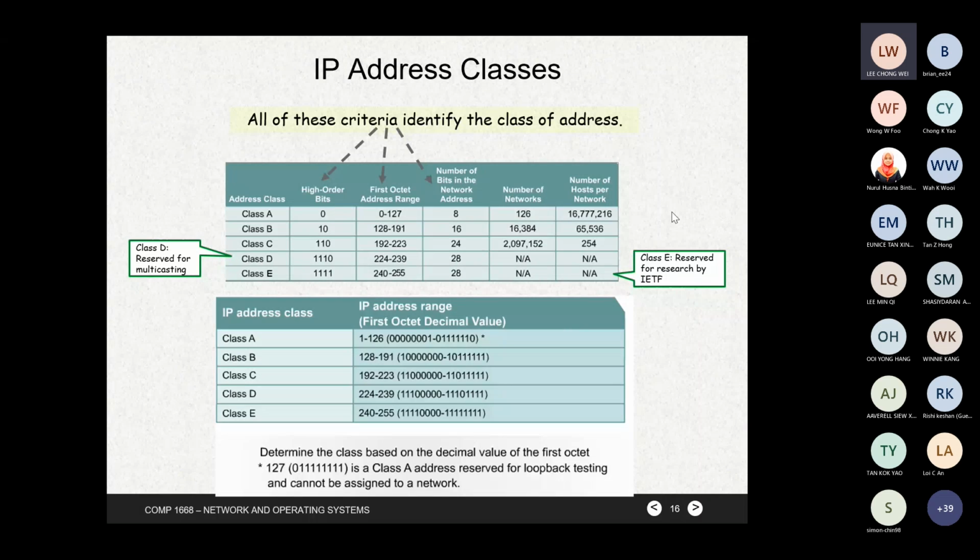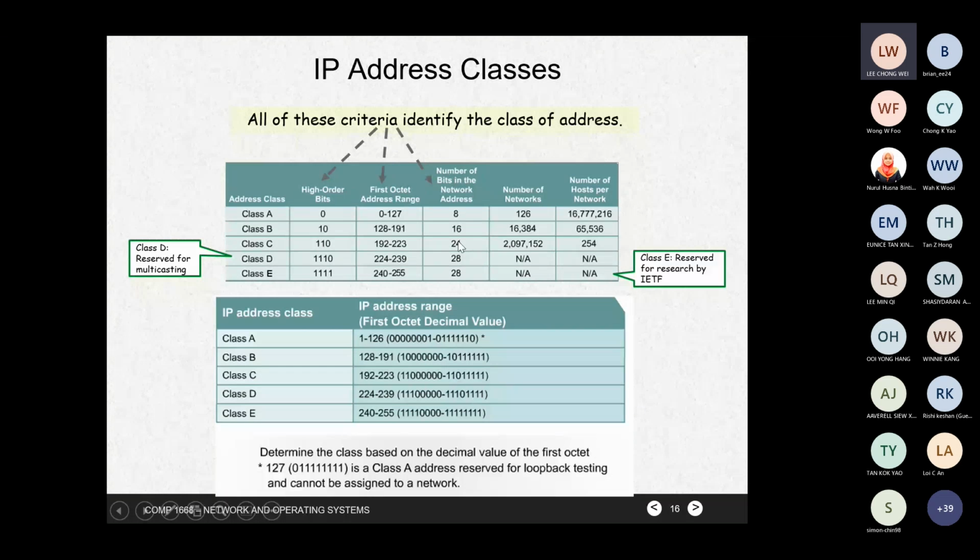Class B, maximum 65,000. Class C, 254: 2 to the power of n minus 2. That's more than enough. 255 is the maximum, minus 1 is 254 because it's from 0 to 255. And the range of IP addresses is 192 to 223. Most of the networks, we are here. If we use what we call private IP addresses, we are here.